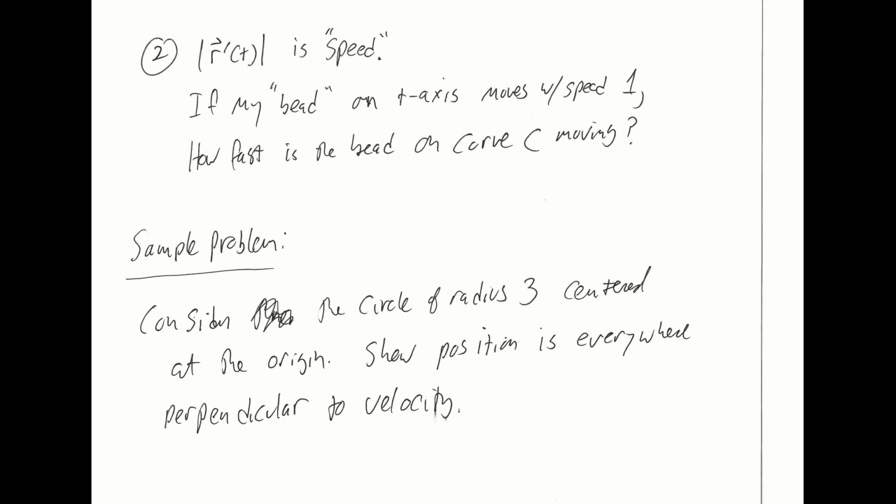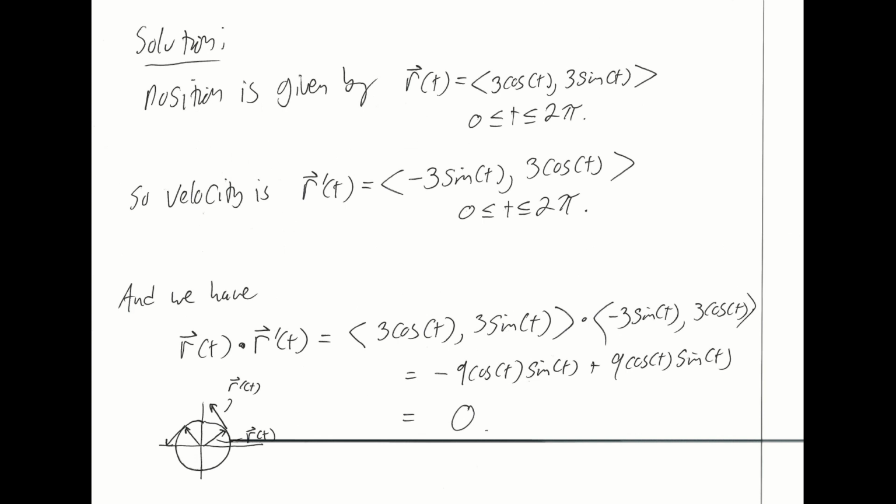Alright, that should have been plenty of time to pause the video and think about that problem. So we will have a look at a solution now. I'm talking about movement along a circle of radius 3 centered at the origin, which is given by this parameterization.